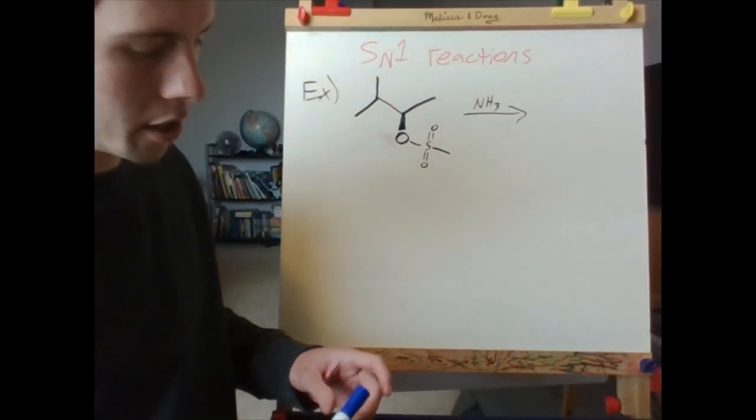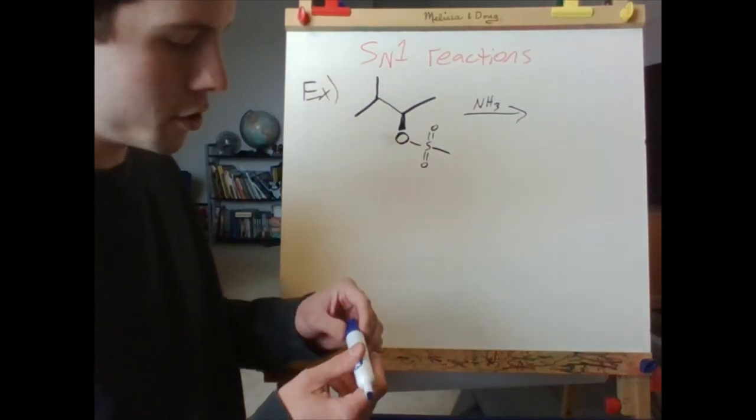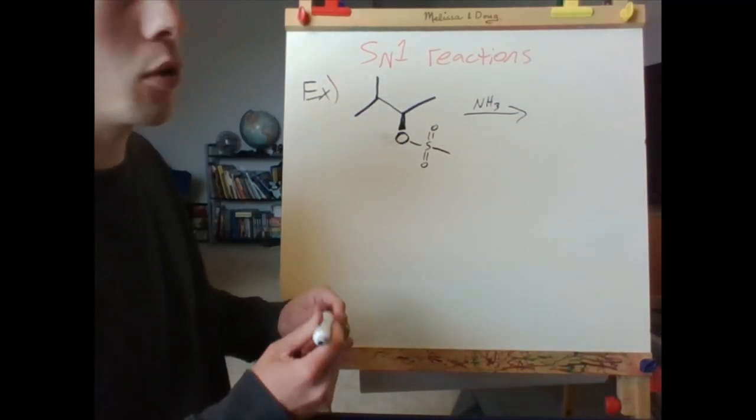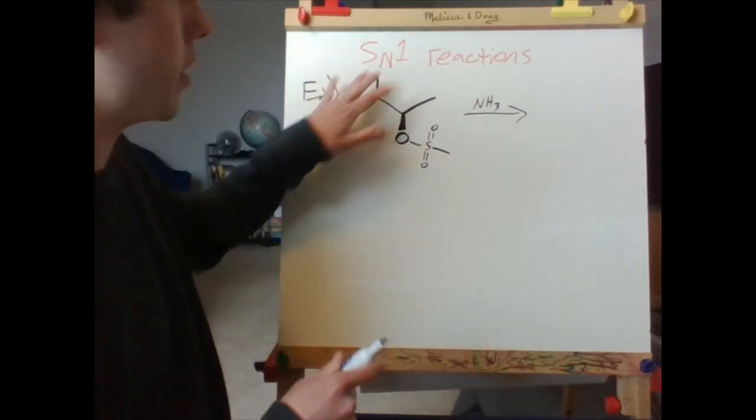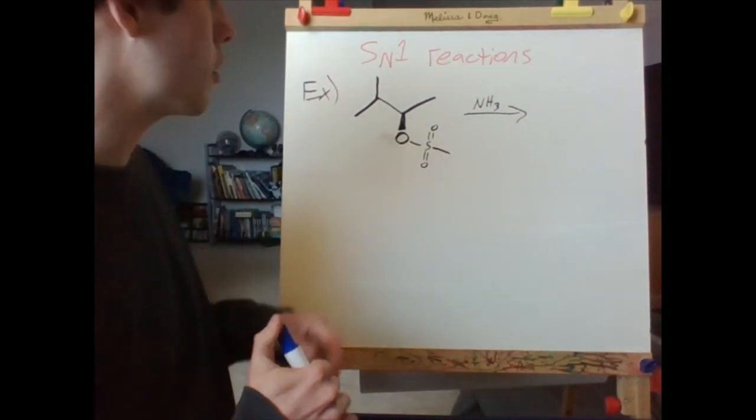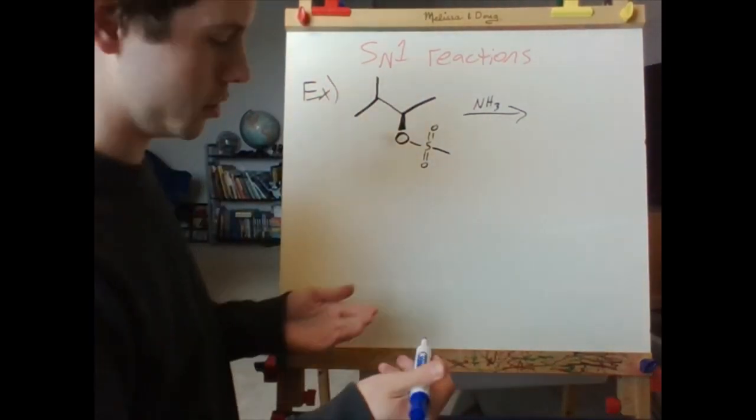Alright, so let's do another practice problem. So we look at this problem here, and again you want to look around your entire organic molecule and identify the carbon that's partially positive or partially negative.